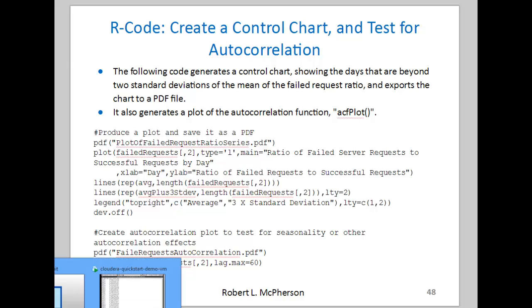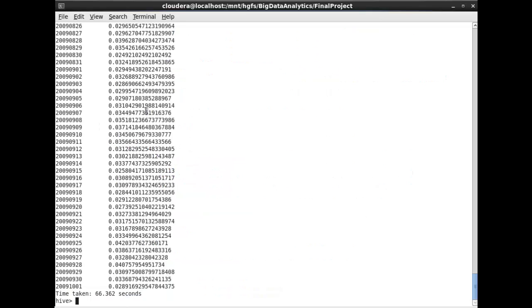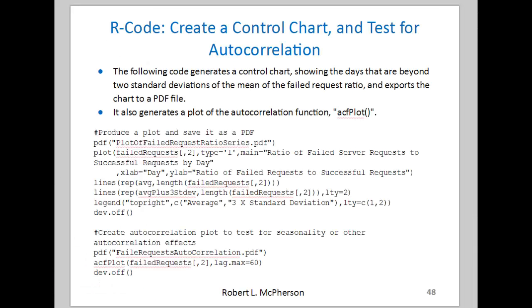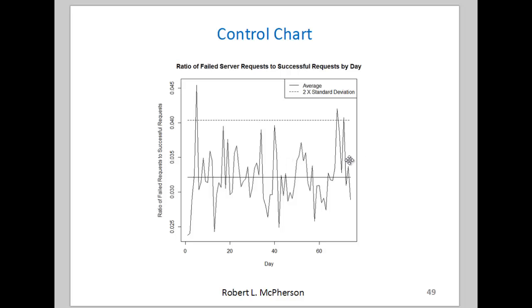Now let's see if that ran. Yes, and here's our time series, so that ran successfully. Now when you run the R code, you get a control chart, and you see the standard deviation at the top, and you see the mean here in the center. And we see those 3 days, and we can see they are pretty extreme compared to the norm.